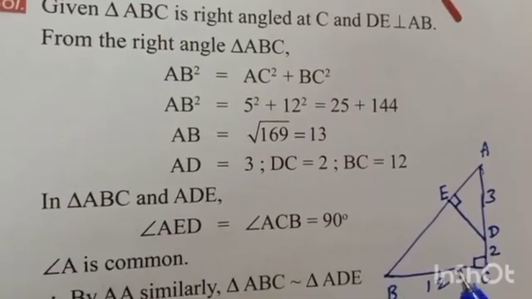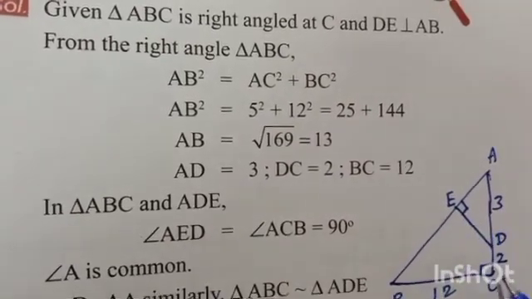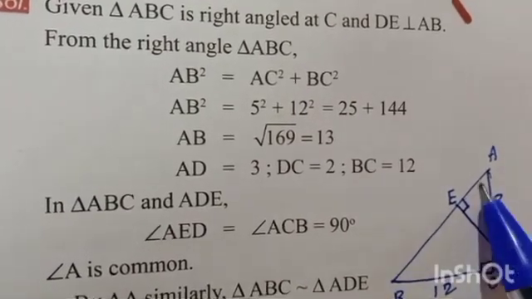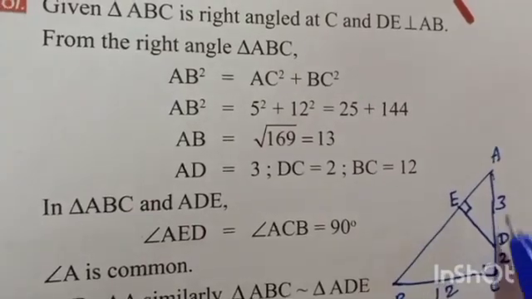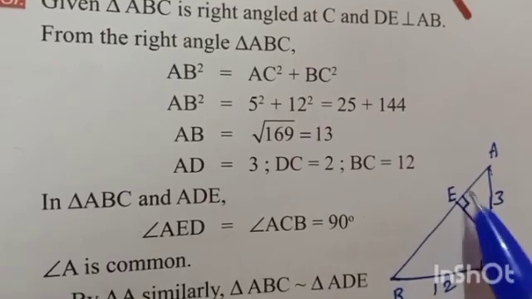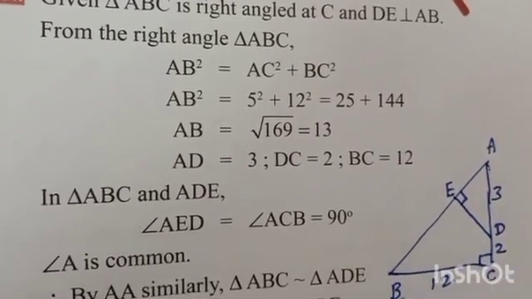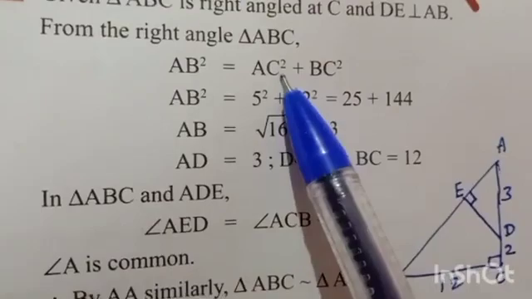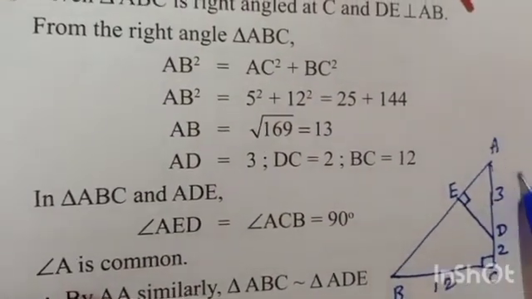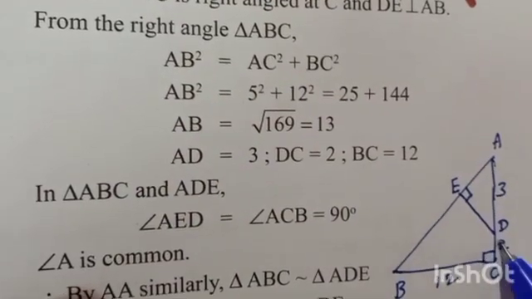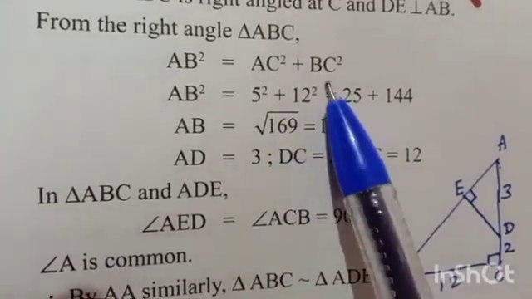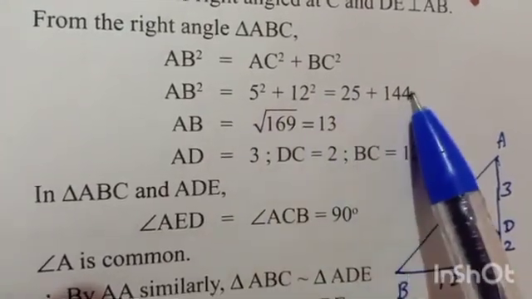Since one of the angles is 90 degrees, we conclude that it is a right angled triangle. In right angled triangle ABC, AB is the hypotenuse. AB square is equal to AC square plus BC square by Pythagoras theorem. For this length, AD is 3 and DC is 2, given in the question itself. So the full length AC is 5. That is 5 square plus 12 square. 5 square value is 25 plus 144.